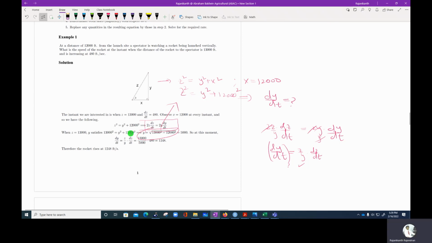Plugging 13,000 here and solving for y, you will get y. That is simply 5,000. So once you know y, simply plug in 5,000, z is 13,000, and dz over dt is given in the problem, which is here 480. The rate of change of the rocket distance is given. So plugging all the values here, you will get dy over dt, which is 1248.